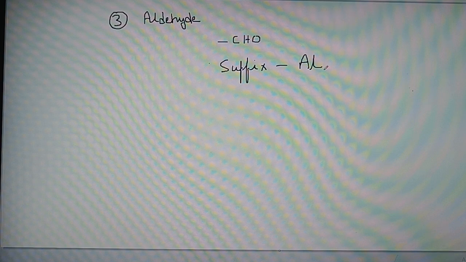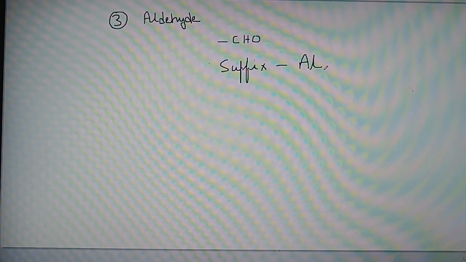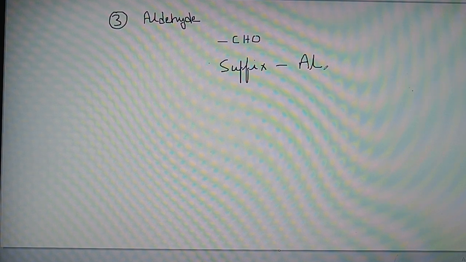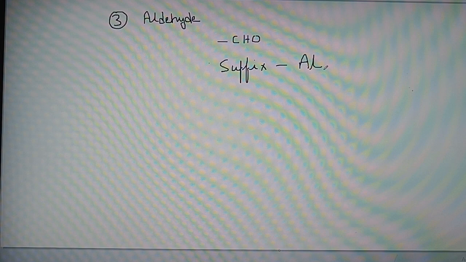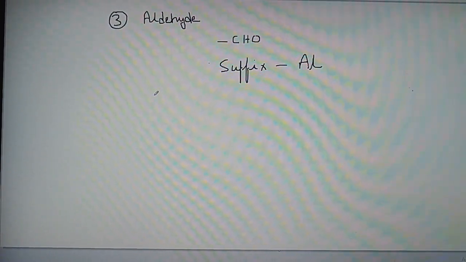So suffix is al, right? So for this, then it will be CH3CHO. Is this the correct one? For ethanal, C2, CH3CHO, no? Because again, the same thing, one carbon is already present in the functional group.